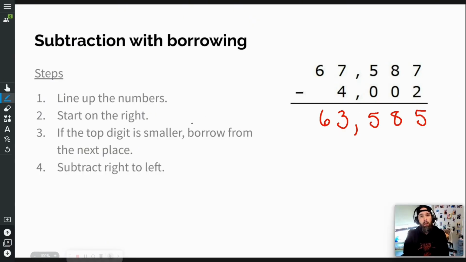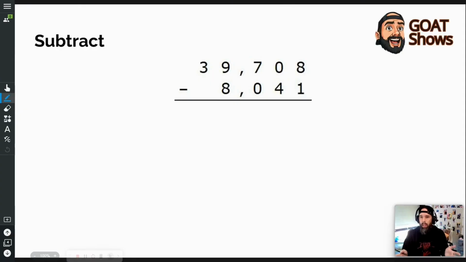Now, no borrowing here. That just didn't happen. So when we do get to borrowing, keep in mind you're going to borrow from the next number over and have to deal with that. That will happen here. So let's see what happens. Everything's lined up. Start all the way to the right. 8 minus 1 is 7. Now 0 is larger than 4. I can't do 0 minus 4. So I'm going to borrow 1 from 7 and make 7 6. Because I'm taking 1 away from 7. Now I'm going to do 10 minus 4, which is 6. Keep going. 6 minus 0 is 6.